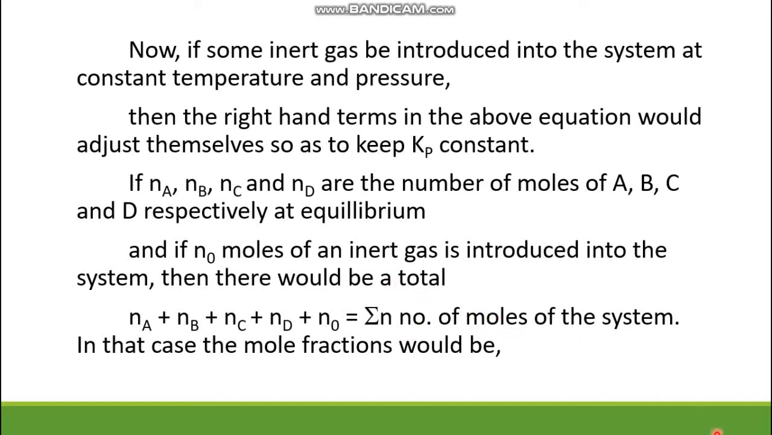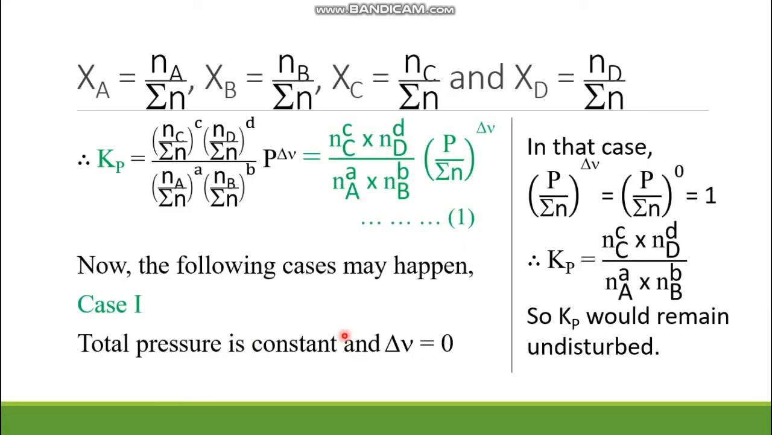In that case the mole fraction would definitely decrease for all the substances. Earlier this was Na divided by the summation of these four. Now it is Na divided by the summation of the five, isn't it? So the corresponding mole fractions have changed. Xa becomes Na by summation N, Xb becomes Nb by summation N, and so on up to Xd. If these values are put in the expression of Kp that we have just derived, then we can write it in this form.